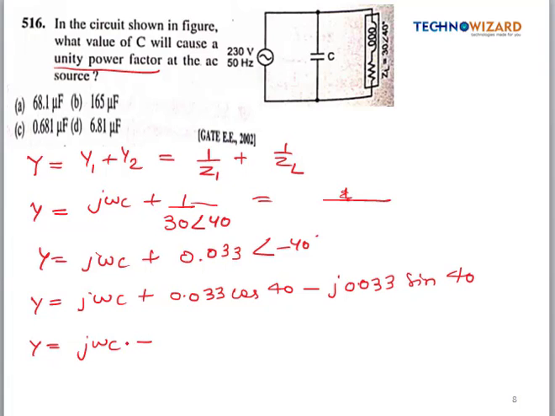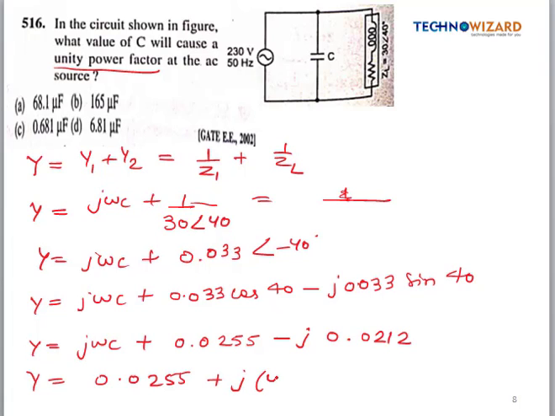So let's simplify. After simplification of this, we are getting Y as j omega C plus 0.0255 minus j 0.0212. So now let's separate the real and the imaginary terms. This will be 0.0255, and taking j common, this will be j times omega C minus 0.0212. Now the circuit will have the unity power factor, which means only the resistive term will be present, so the imaginary term of Y will be equal to 0. So let's equate this term equal to 0.